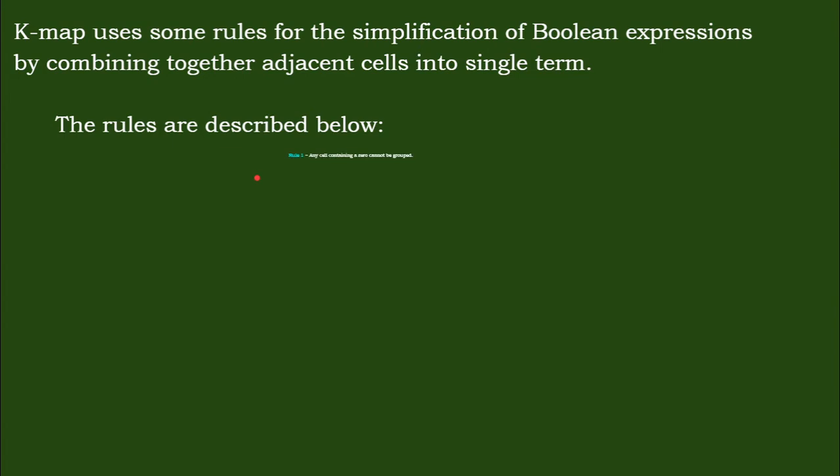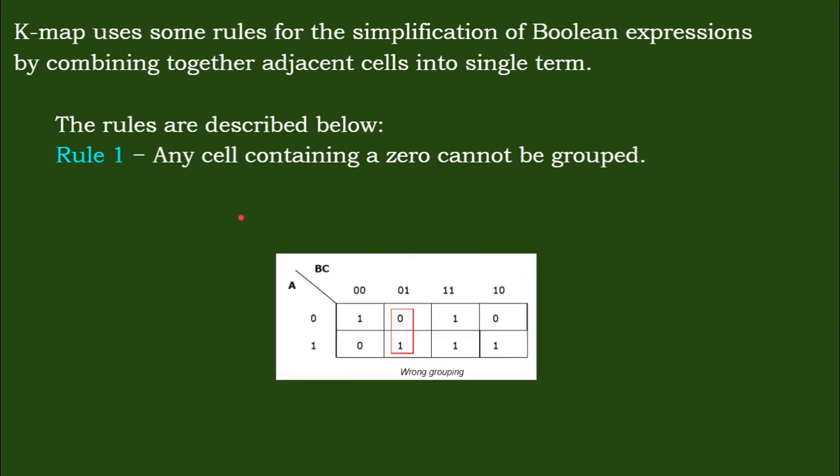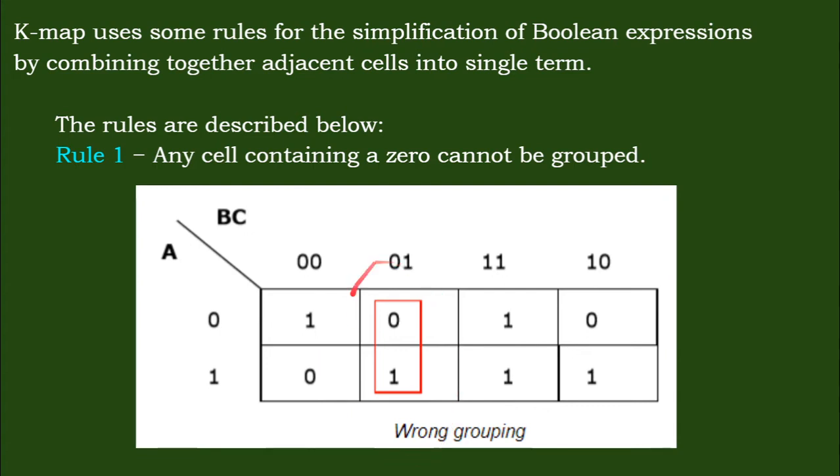The rules are, number 1: any cell containing a 0 cannot be grouped. That means when you combine a group, there should be only ones, not zeros. So this is the wrong grouping. We cannot combine a 0 with the 1. We can group only the adjacent ones.